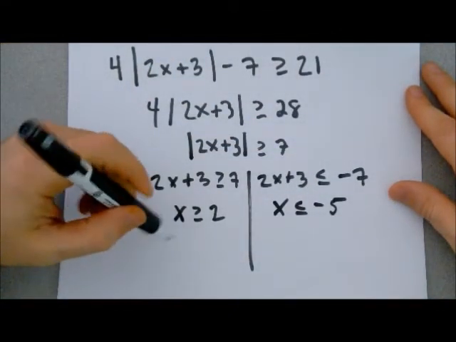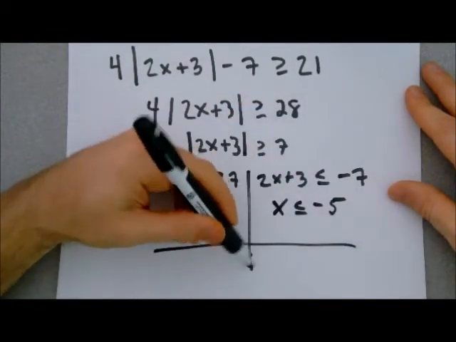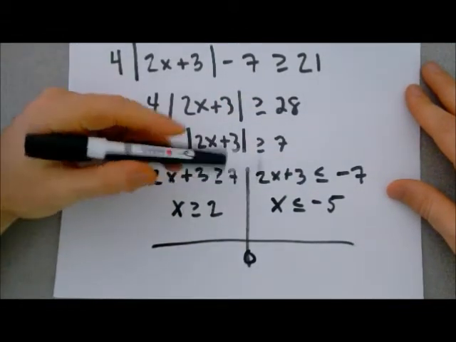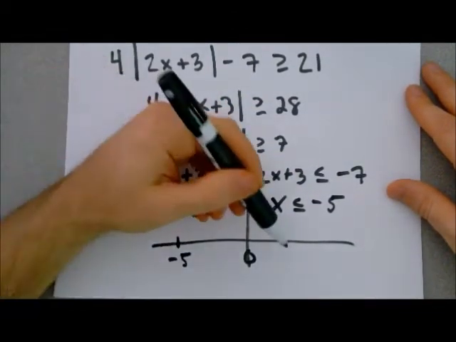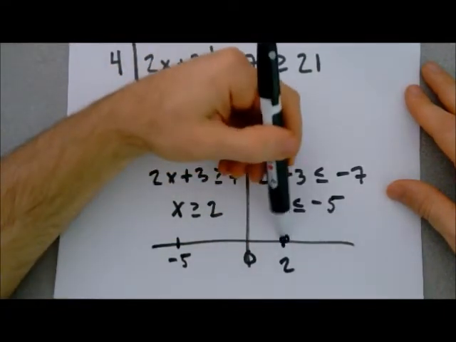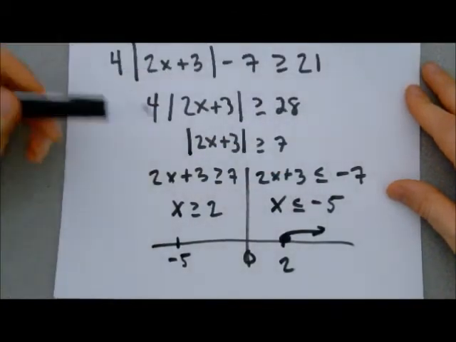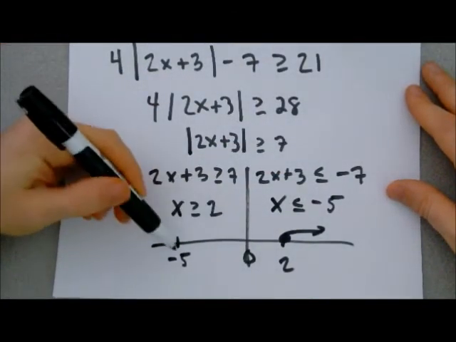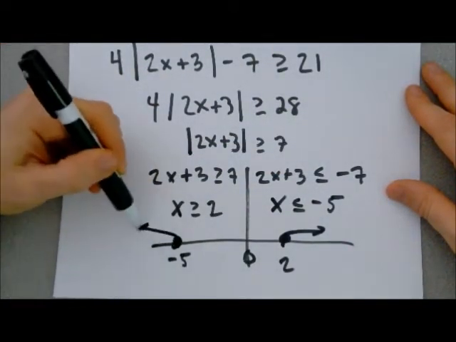If you were to put these on a number line, we'll call this 0 in the middle, you would want to find negative 5 and 2. And in this case, it's greater than or equal to 2. So it's going closed dot to the right, and less than or equal to negative 5. So closed dot to the left.